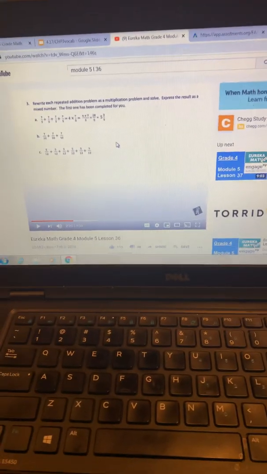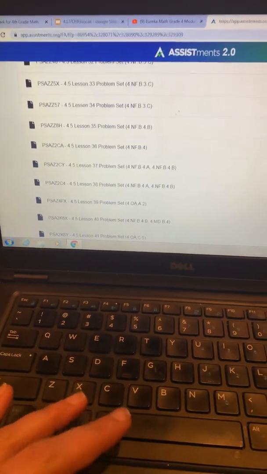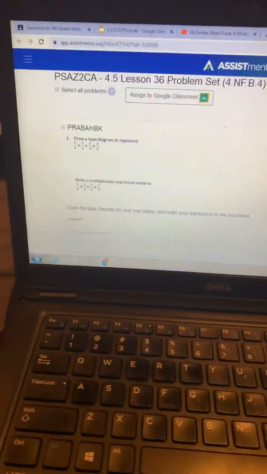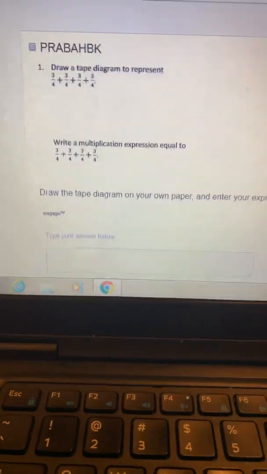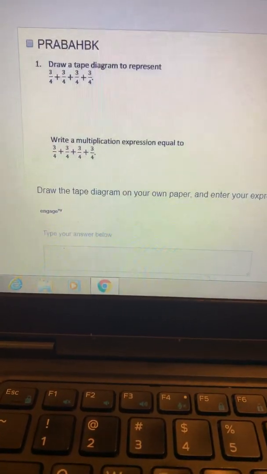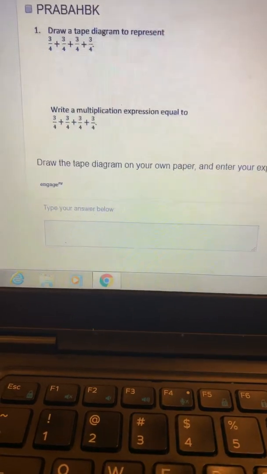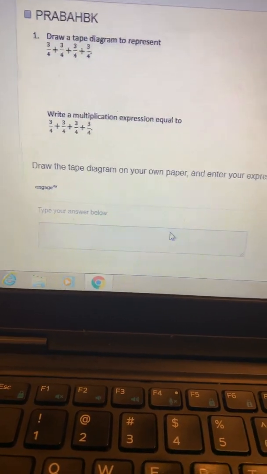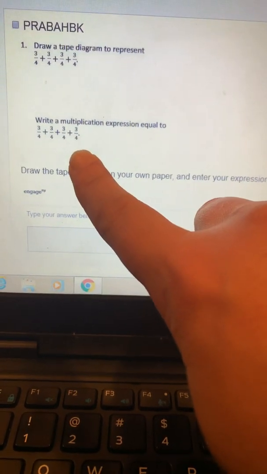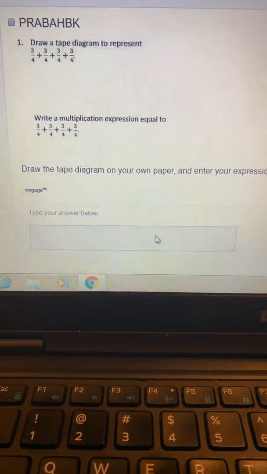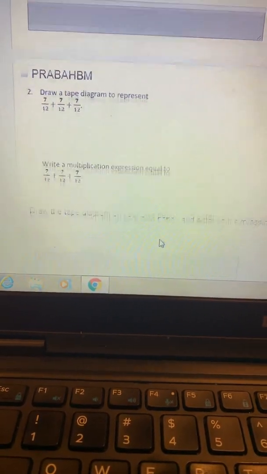And then once you're done with this video, you're going to do what you normally do and go into your assessments. And you have draw a tape diagram to represent, write a multiplication expression equal to. So you're going to draw the tape diagram on your own paper, but you're going to enter the multiplication expression below. Same thing for number 2.